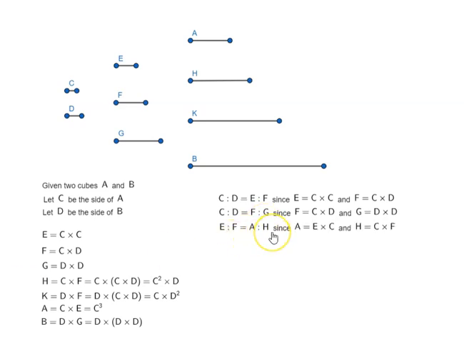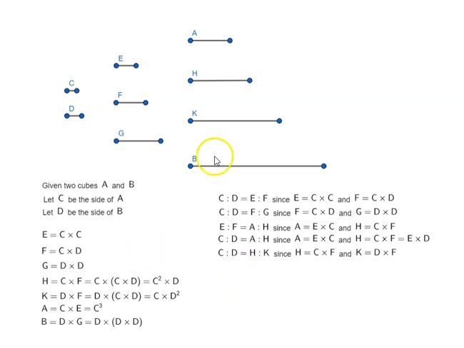E is to F equal to A is to H. How? Because E measures A C times and F measures H C times. So same number of times. So we can write it as a proportion. C is to D is equal to A is to H. How? Because C measures A E number of times and D measures H E number of times. Remember, H is C times F, but F is C times D. So we have C square times D, and C square is E, so E times D. So C is to D equal to A is to H.